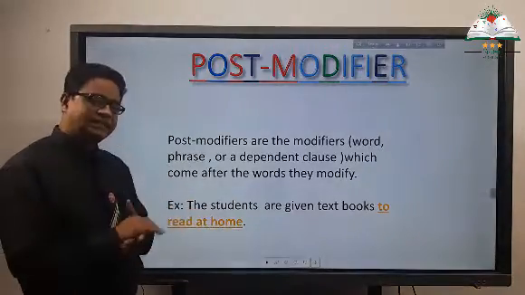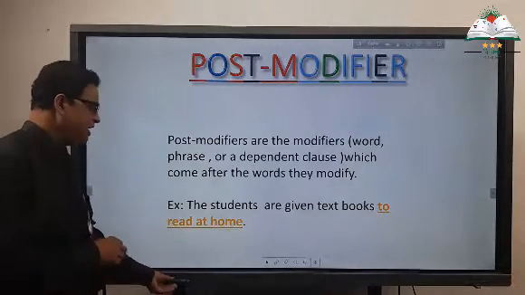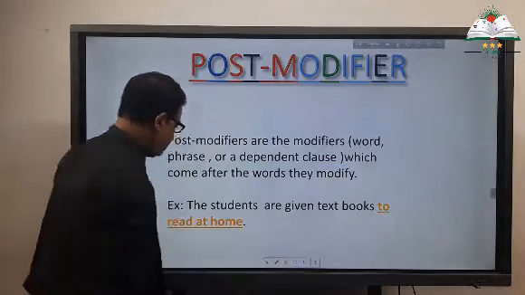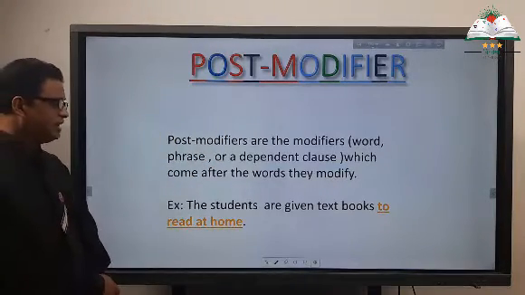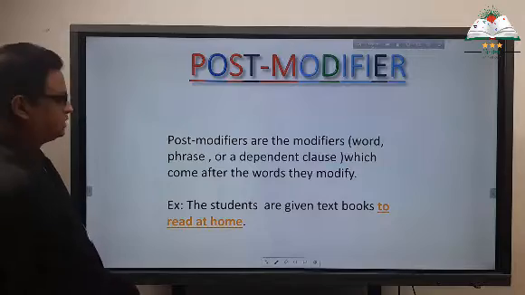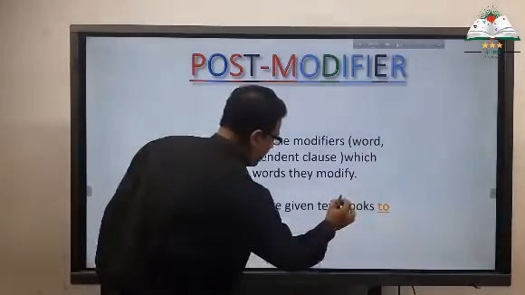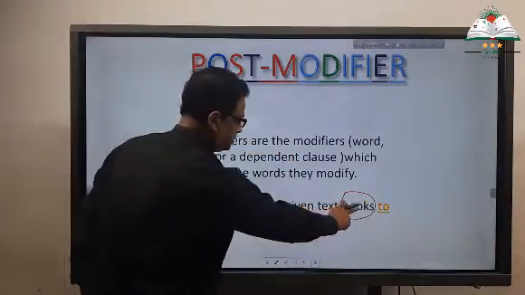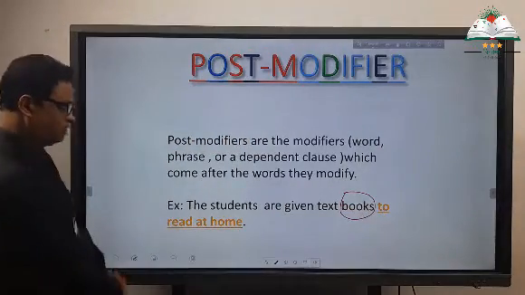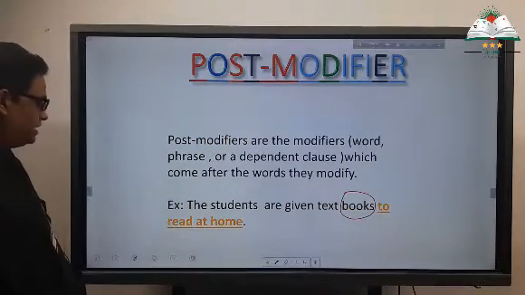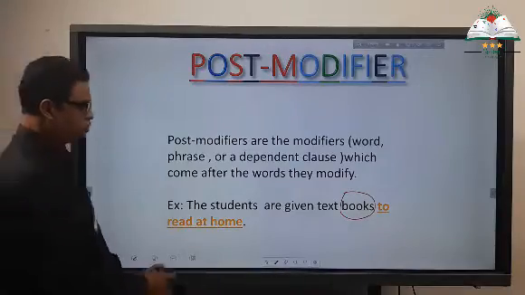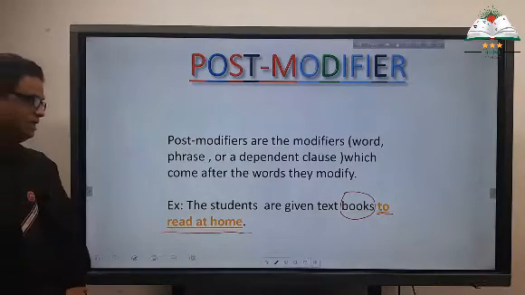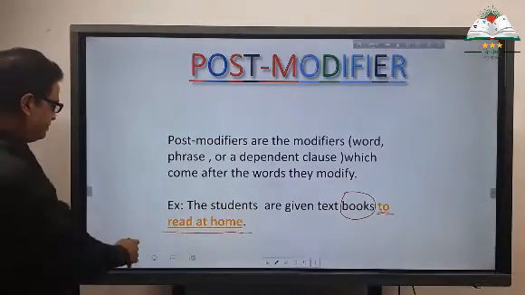So here is an example. When I give you the example, it will be very clear to all of you. You see the sentence: the students are given textbooks to read at home. Here our main noun is books. After the word books, I have used a modifier, and that is the infinitive phrase to read at home. So this is used as a modifier in the sentence.